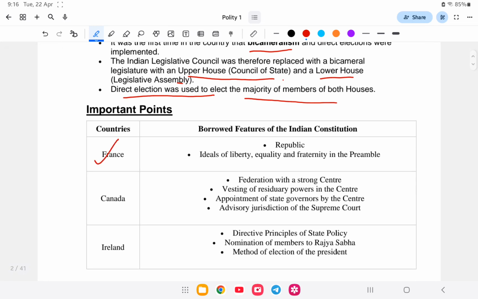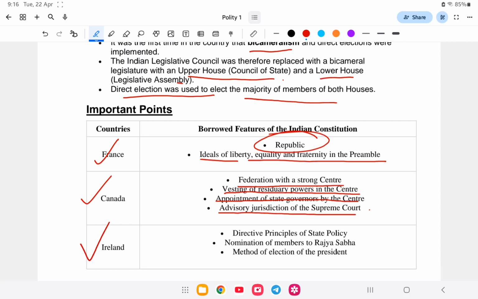From France, the idea of liberty, equality, fraternity in the preamble, and the republic. From Canada, federation with a strong center, vesting of residual power in the center, appointment of state governors by the center, and advisory jurisdiction of the Supreme Court. From Ireland, DPSP, nomination of members of Rajya Sabha and the method of election of the president. So this is the answer.